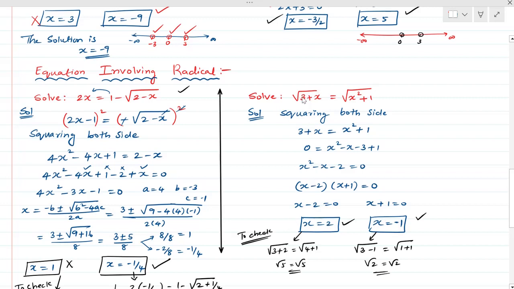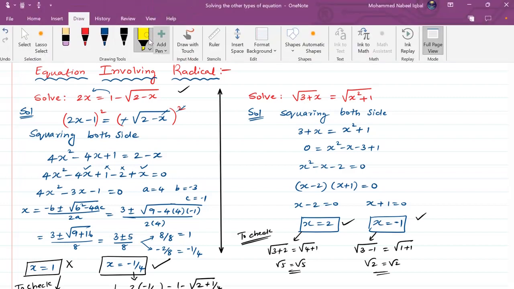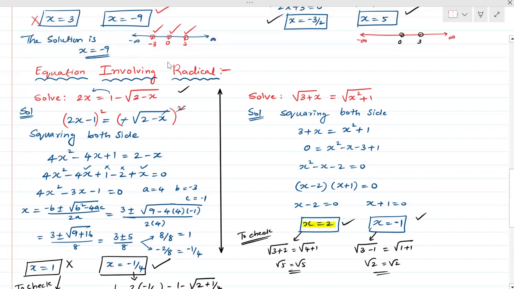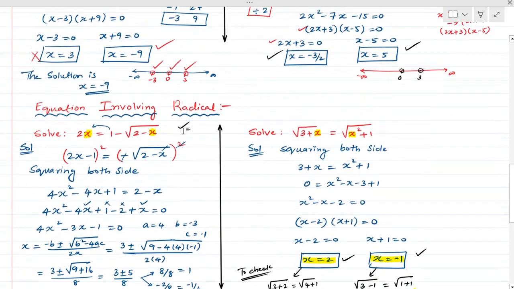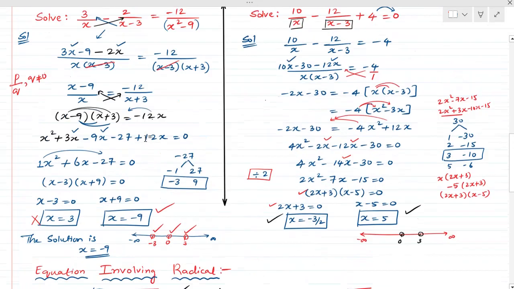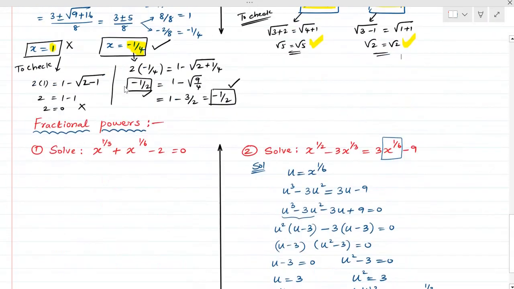When I substitute these values in the given equation, both the values satisfy the solution. When I substitute the x value here, and similarly this value here, you will get root 5 equal root 5, therefore it is a solution. Root 2 equal root 2, therefore it is a solution. So like that you have to check compulsorily when you have the equation as a root.